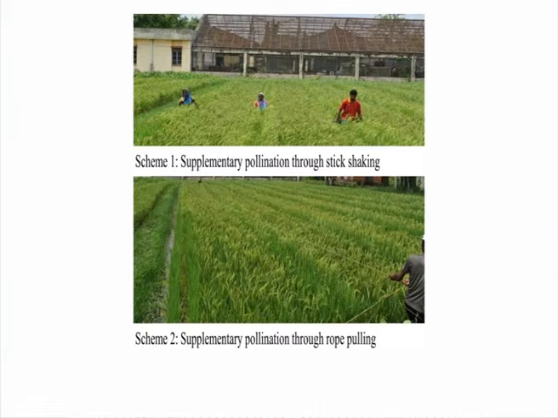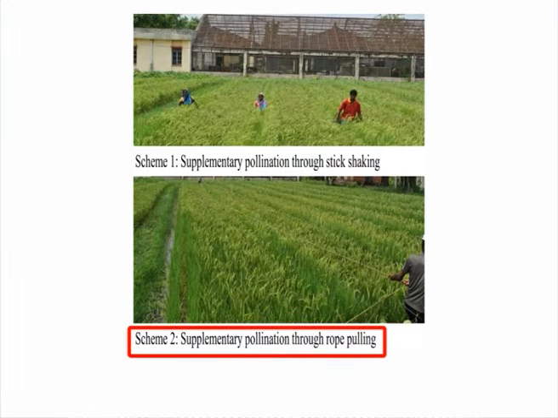The rope is pulled along the row and not against the row. It is carried out at 30 minutes interval for 5 times daily, both in the morning by 10 am to 12 noon and afternoon by 2 to 4 pm for 6 to 7 days until no pollen remains on the male parent.